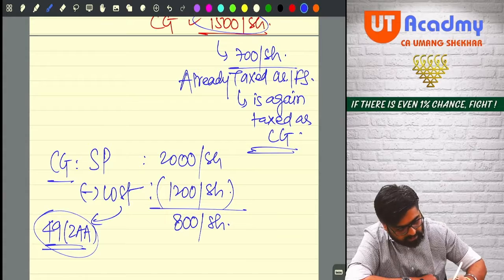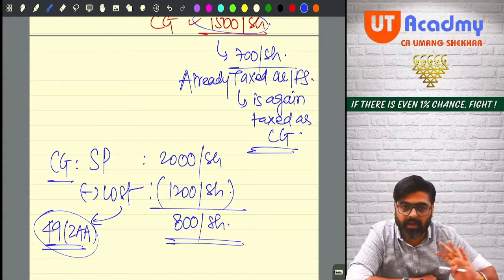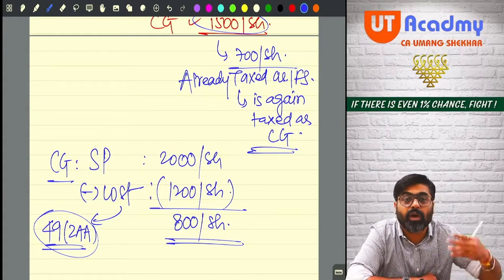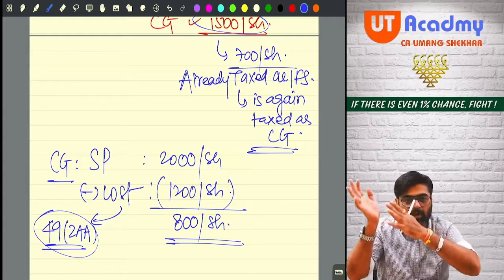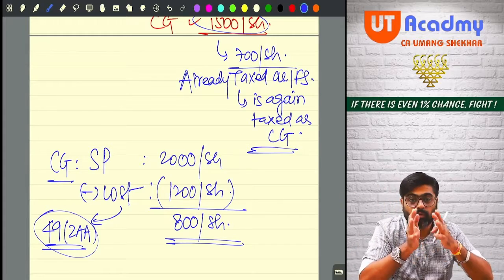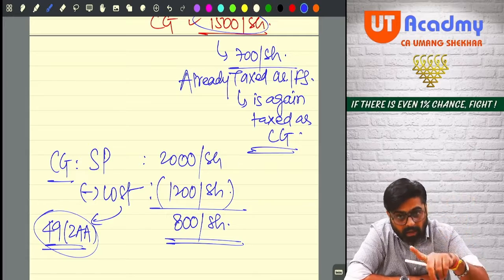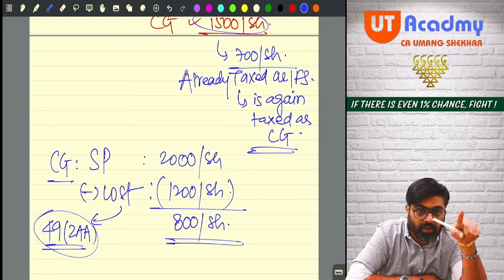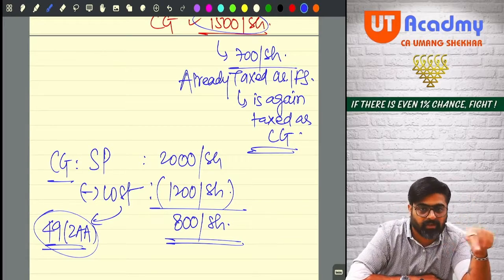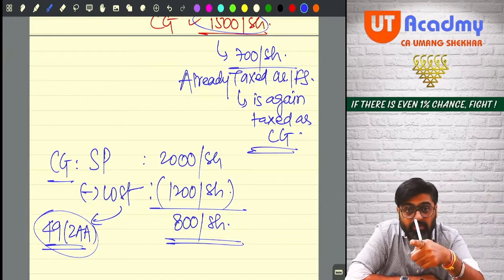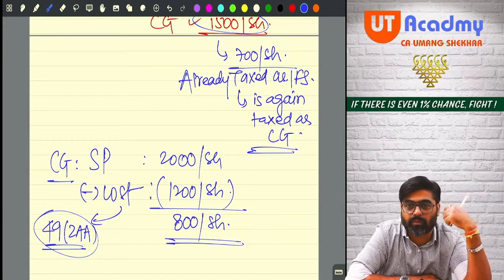Reduce this and now see how much is the profit. 800 rupees per share will be your profit, multiplied by the number of shares which you have sold. So out of 1000 shares, per share benefit will be 800 only. But now you are supposed to see how many shares you are selling right now. For example, you are selling all the 1000 shares. So benefit is 800 into 1000, 8 lakh rupees of benefit. Getting my point?